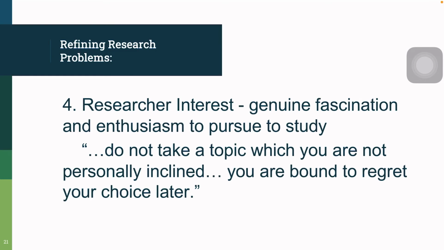Last one, of course, is your researcher's interest, your interest. So genuine fascination and enthusiasm to pursue the study. So do not take a topic which you are not personally inclined to. You are bound to regret the choice later. And it would be very, very difficult for you to write down and put time and effort into doing the thing that you do not like. So it would be best that the topic you have chosen or the problem that you have identified should be of your interest.